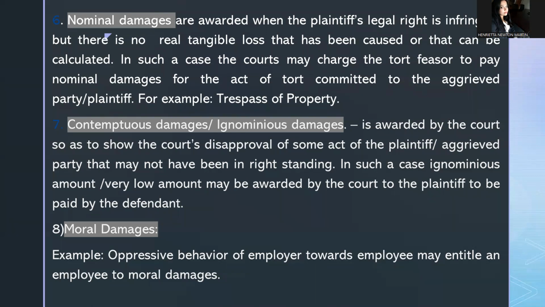It can be any action, they were not legitimate. So the court would say, well, you see, your actions also were not legitimate enough, so we'll just award some kind of, say a humble amount, a very small amount, or ignominious amount, or contemptuous amount. That is basically what the court does when it wants to show its disapproval.